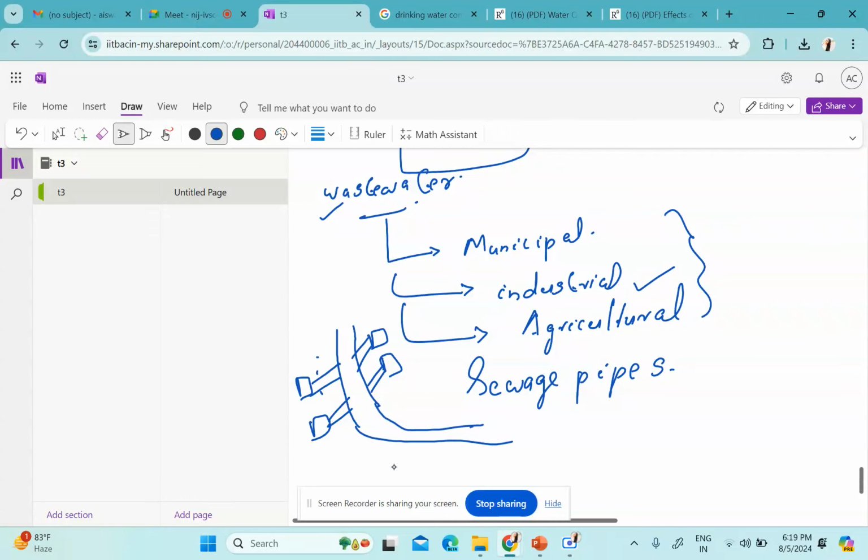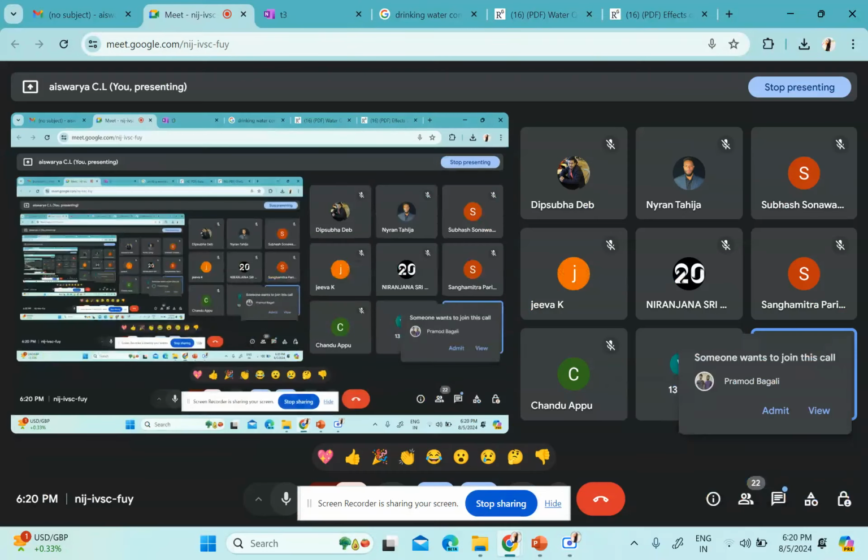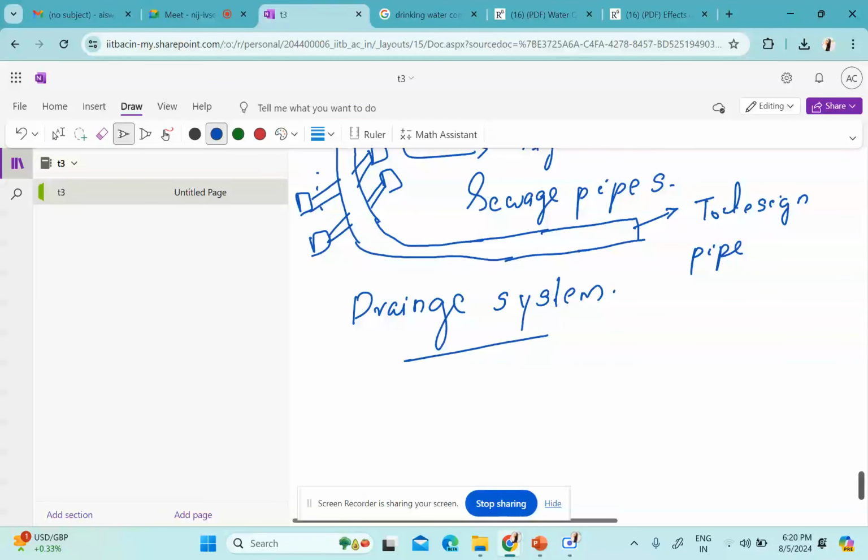So, for this wastewater pipe, it is very important to design it properly. We have to consider a lot of parameters to understand how big we have to build the drainage system. That is very important here. Why is it important? Can anyone tell why we have to estimate the size and the volume of production of wastewater? Why do we have to be careful about this?